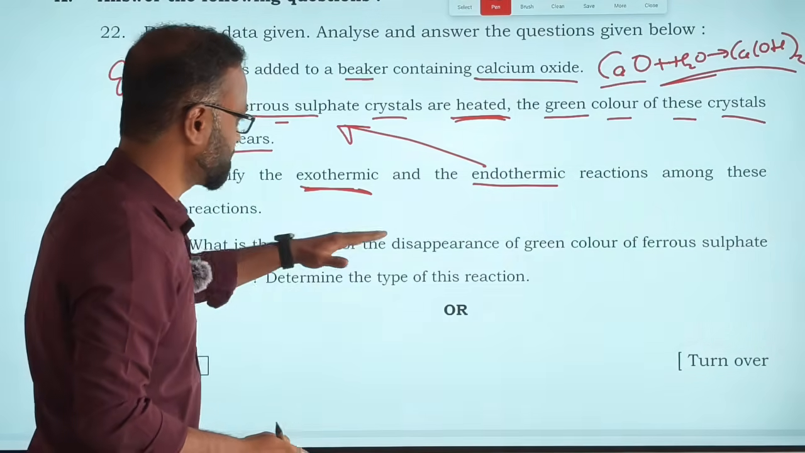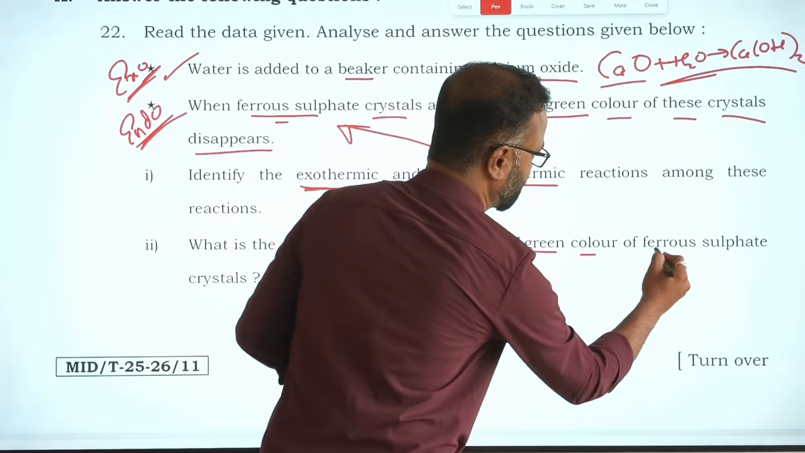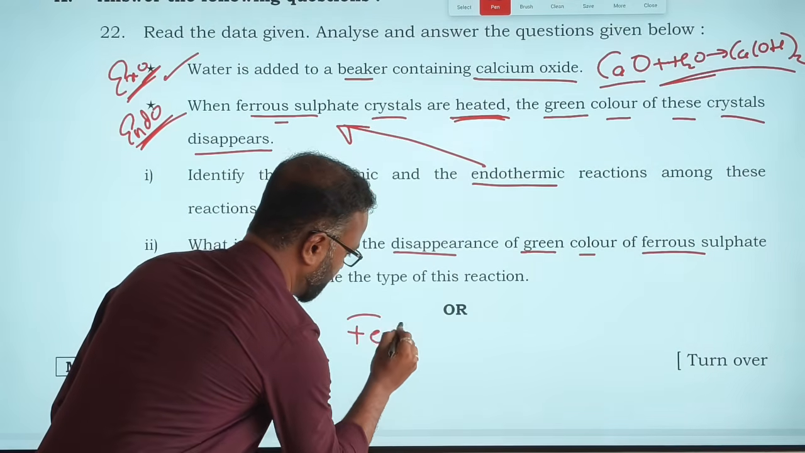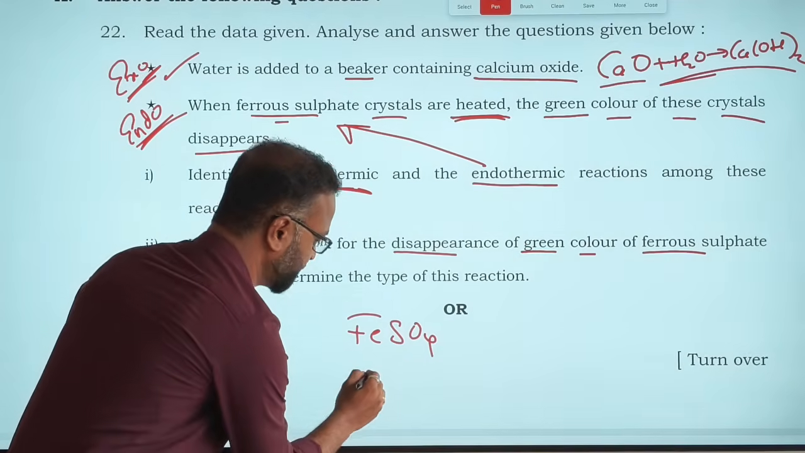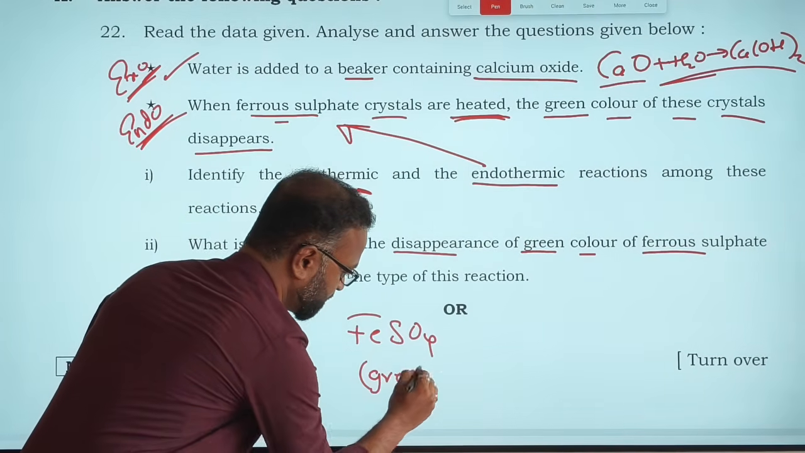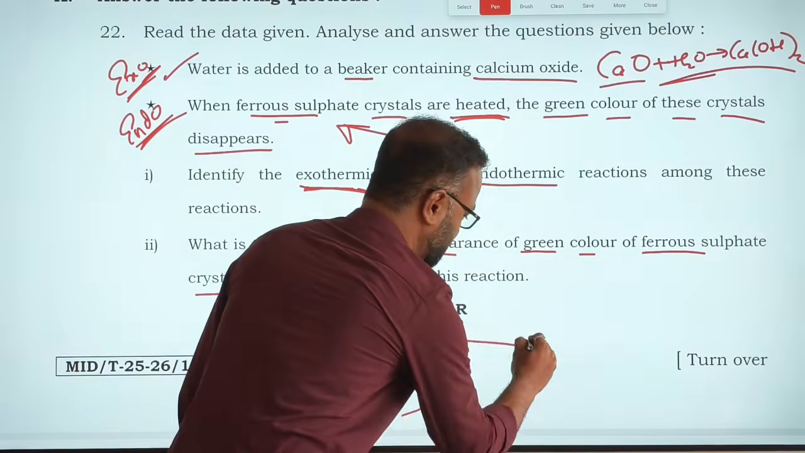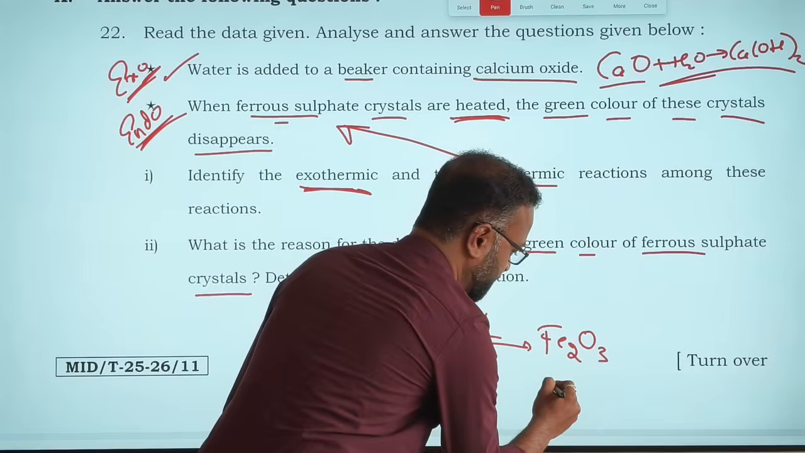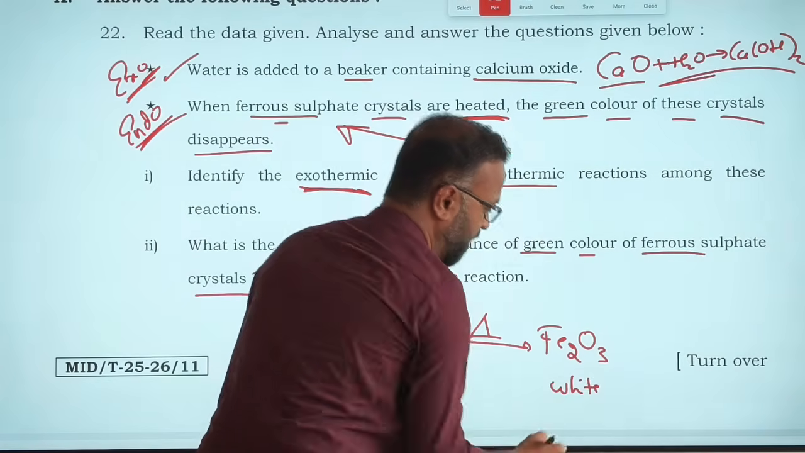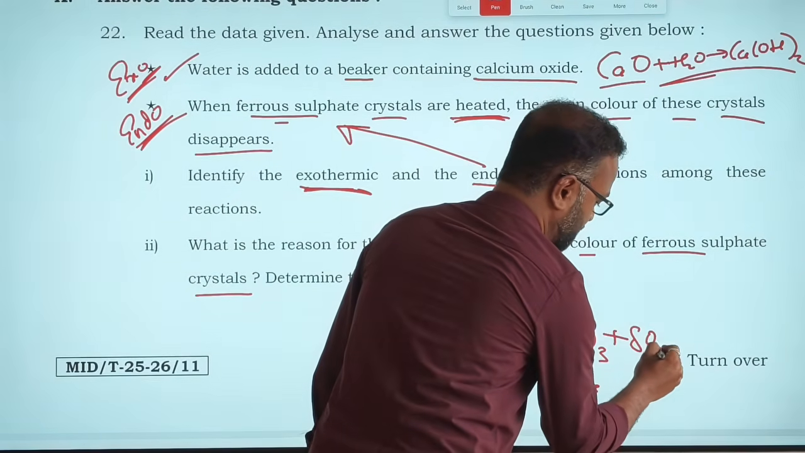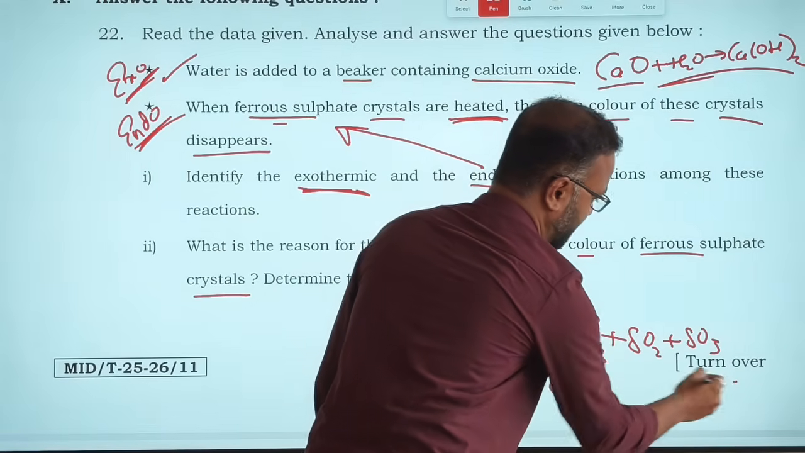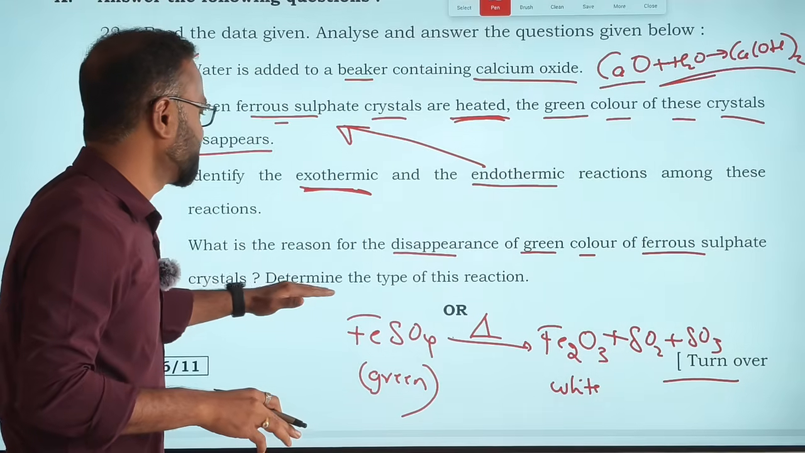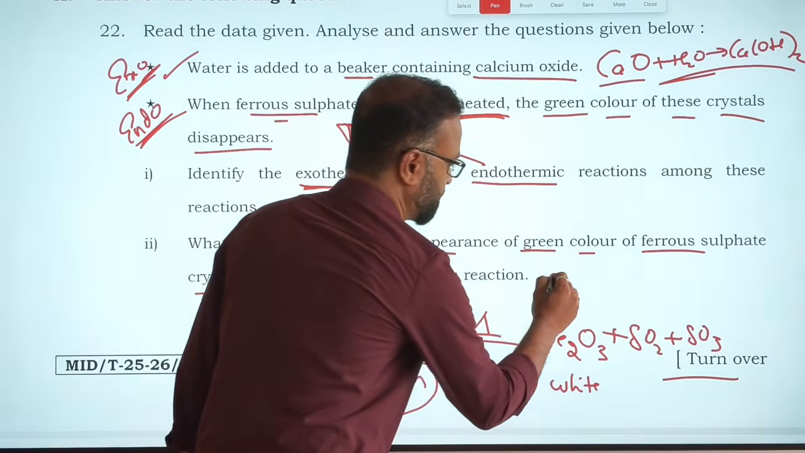Next question. What is the reason for the disappearing of the green color of the ferrous sulfate crystals? We all know that ferrous sulfate, FeSO4, which color is it? It is a green color compound. When it is heated, it will form ferric oxide, Fe2O3, which is a white color, plus sulfur dioxide and sulfur trioxide gases will be liberated. But here they are not asking for the equation. What they are asking is to determine the type of this reaction. Which type of reaction is this?